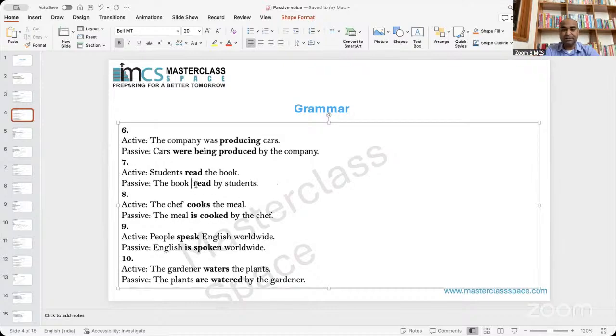What if it is the book was being read by students? Then students, because it is was being meaning continuous tense, then it will be the same were, you just need to add ing, right? So the book was being read by the students becomes the students were reading the book. What if it is the meal was being cooked by the chef? Then it will be the chef was cooking the meal, right? So now you are okay with changes in the passive voice too.